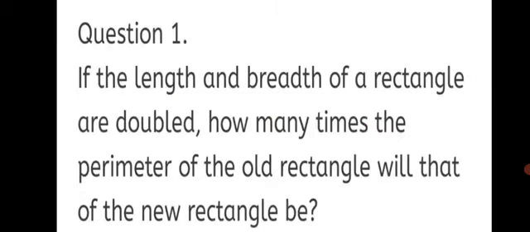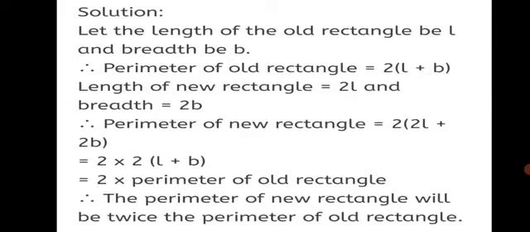Question number 1. If the length and breadth of a rectangle are doubled, how many times the perimeter of the old rectangle will that of the new rectangle be? So, we know the formula for the perimeter of a rectangle. Using that, we are going to solve this sum. Solution. Let the length of the old rectangle be L and breadth be B. Therefore, the perimeter of the old rectangle is equal to 2 times (L plus B).